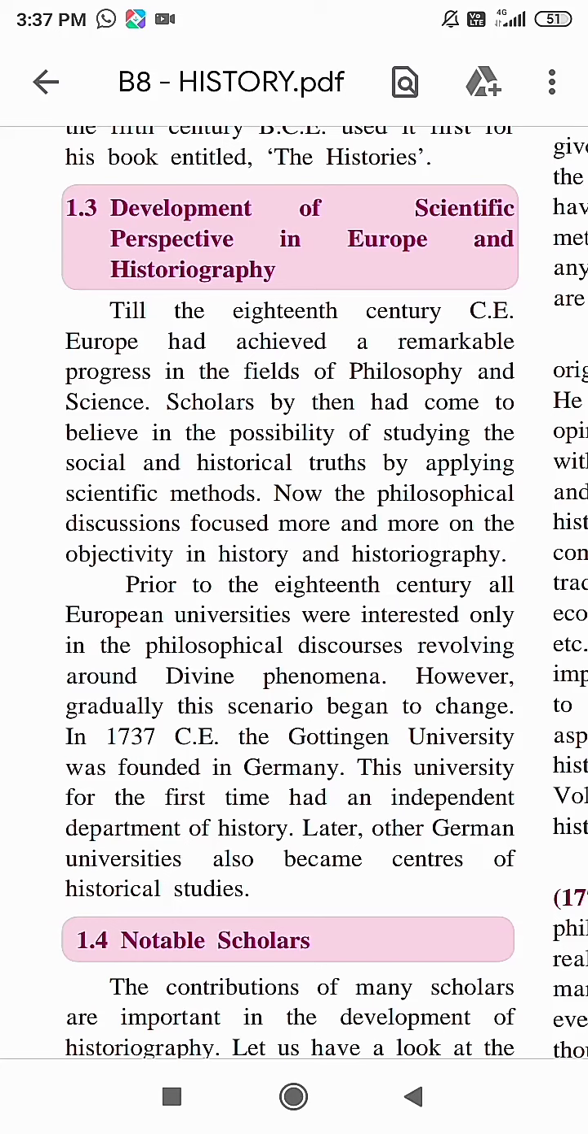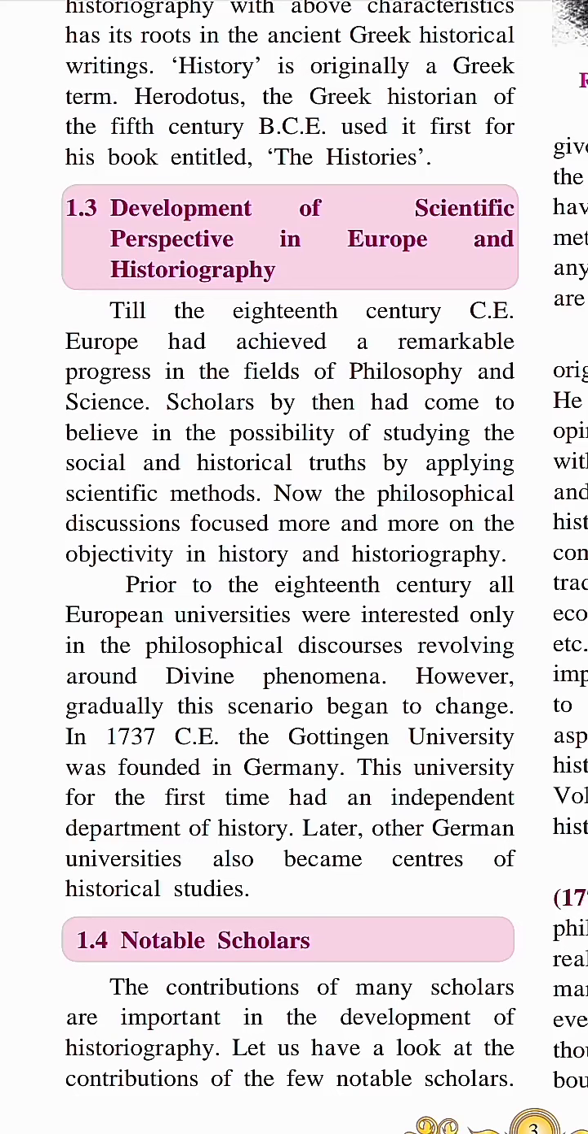In 1737 CE, Göttingen University, founded in Germany, for the first time had an independent department of history, and they started writing historiography or historical narratives. Later, other German universities also became centers of historical studies. Now, my dear students, in modern times, we find Mumbai University, Delhi University, the University of Madras, and all these universities have a separate department for history. Yes, my dear students, now we can see that history has been given a scientific approach.